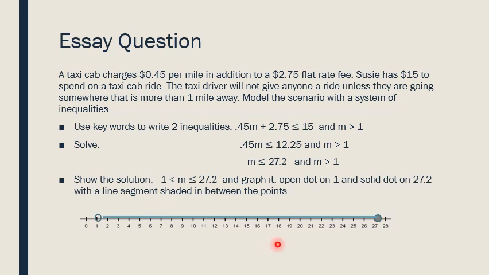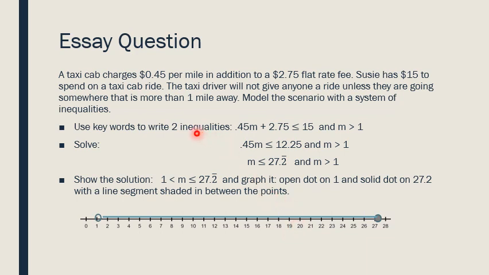Here's another one. A taxi cab charges 45 cents per mile in addition to a $2.75 flat rate fee. Susie has $15 to spend on a taxi cab ride. The taxi driver will not give anyone a ride unless they're going somewhere that is more than 1 mile away. Model the scenario with a system of inequalities.